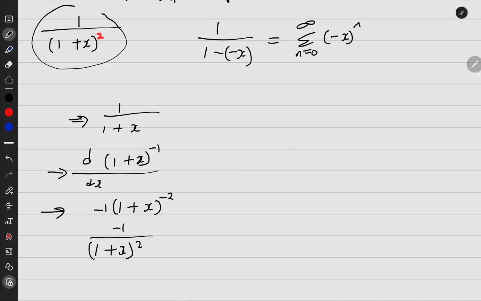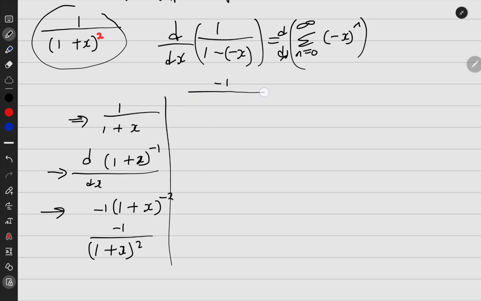So we can just differentiate this and get something very close to that. That's nice. So I'll differentiate both sides, dx of the whole thing. I already did what is going to happen here. I'll have minus 1 all over (1 plus x) squared. Cool. So what is going to happen on this side if I differentiate in terms of x?